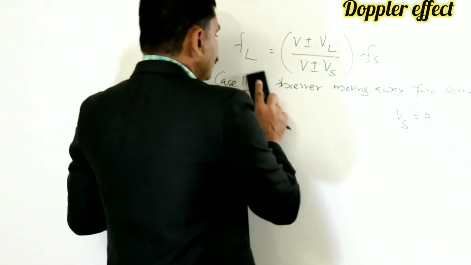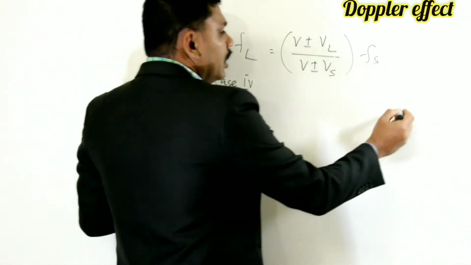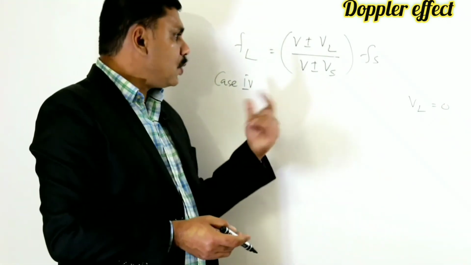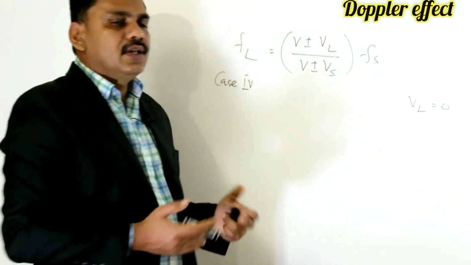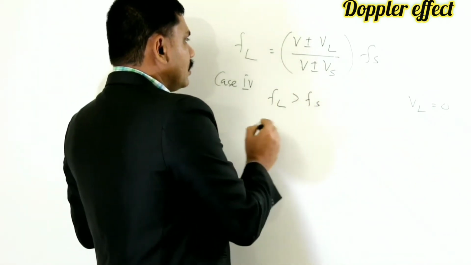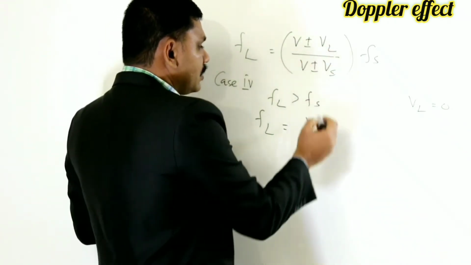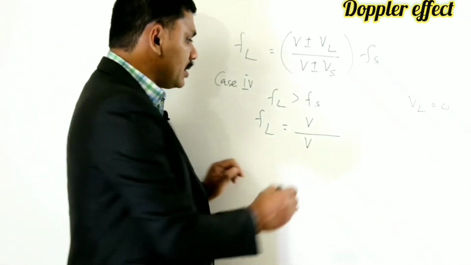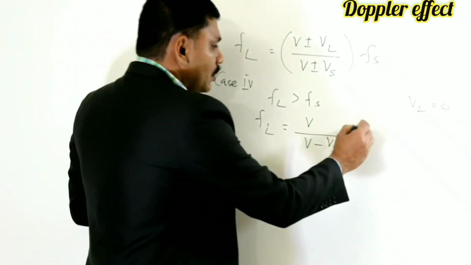Then if you consider case 4, for example, the listener is at rest, that is VL equal to 0, and the source is moving towards the listener. The source of sound is moving towards the listener. So what will happen? The frequency heard by the listener will be more than the actual frequency. So FL will be greater than Fs. So the equation becomes FL equal to, VL is 0, so V divided by V. Will it be plus or minus? It will be minus. Then only the denominator becomes less and the FL value will be more. So it is Fs.